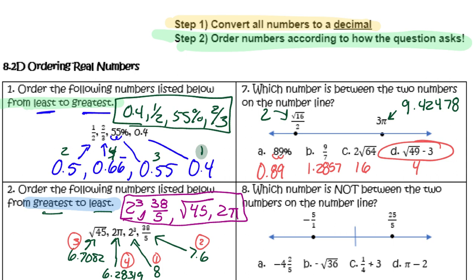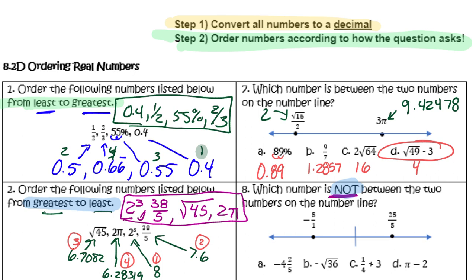So number 8. Which number is not, keyword, pay attention to these keywords. Which number is not between the two numbers on the number line? So first thing, we need to convert the number line to a decimal. Then we need to convert all of our answer choices to a decimal. And then look at which one is not between that.